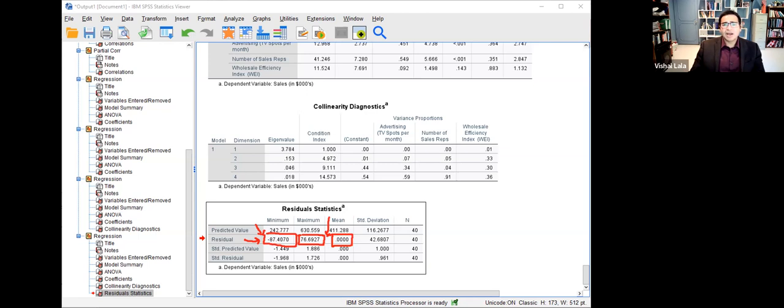Okay. Now, having done the analysis we just did in SPSS, we get more than just this table of residual statistics. What's most important is we get a table of, let's go to data view now.